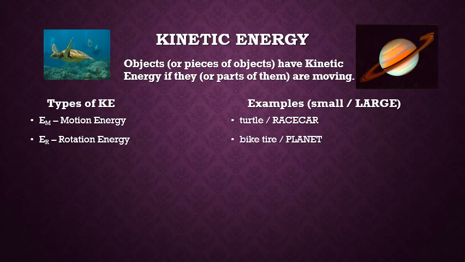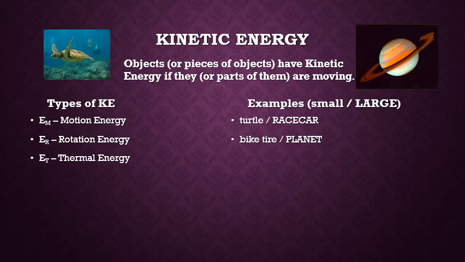Some examples of objects with rotation energy. A bike tire, when it's spinning, has rotation energy. And not a lot of rotation energy, but something bigger like a planet that's rotating a lot faster than the bike tire would have a lot more rotation energy. So again, the size and the quickness with which it rotates are going to be factors that determine how much rotation energy an object has.